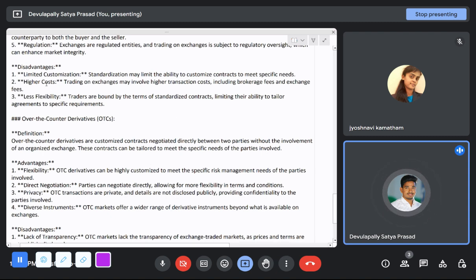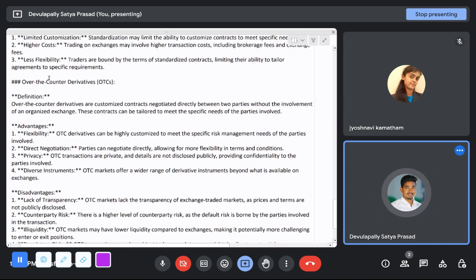And some of the disadvantages are that it has very limited customization. You can't customize how much quantity you want, at what time you want it to expire, what time you want it to be delivered, and how the delivery is going to be. You can't negotiate those things with an exchange, because the exchange is standardized, because it is a huge market and a lot of people get into it. And it has very little flexibility. So those are some of the disadvantages.